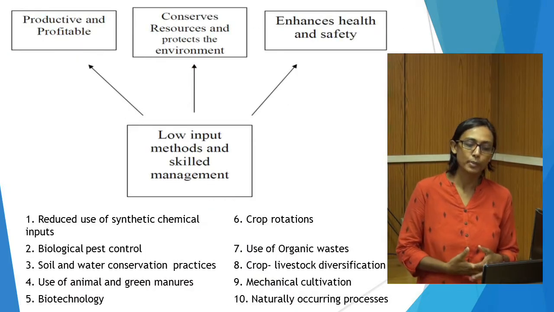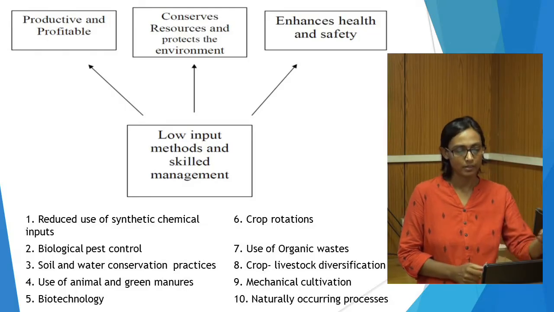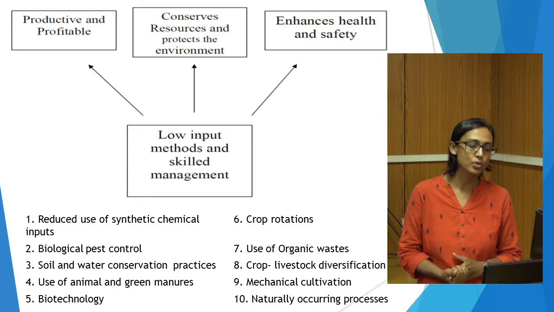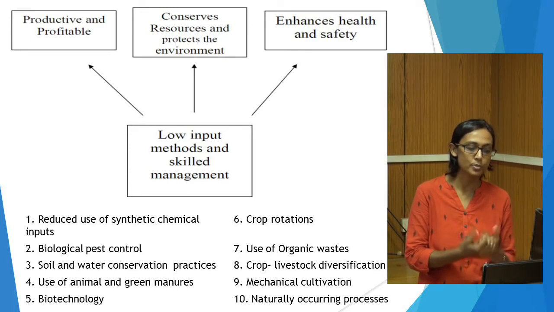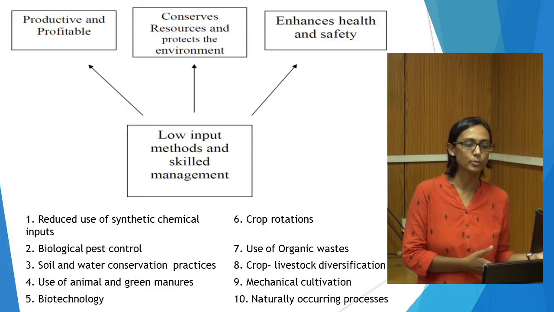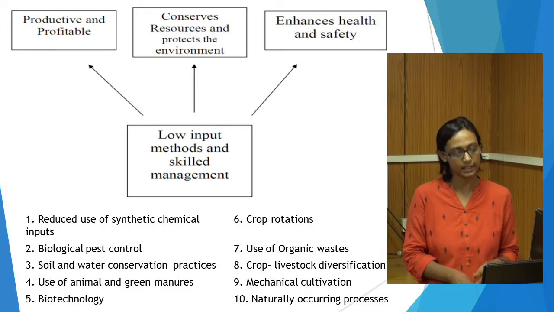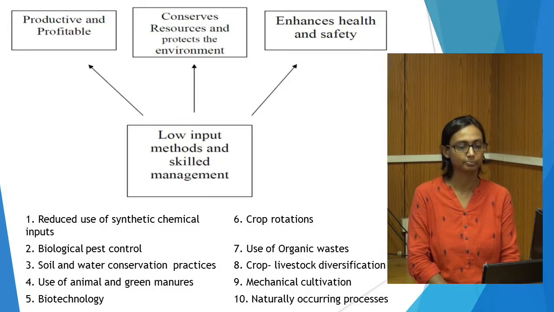These are the low input methods and skill management to achieve sustainable agriculture, as we talked earlier: reduced use of synthetic chemical inputs, biological pest control. These can be divided into three parts: to be productive and profitable, to conserve resources and protect the environment, and to enhance the health and safety of humans.